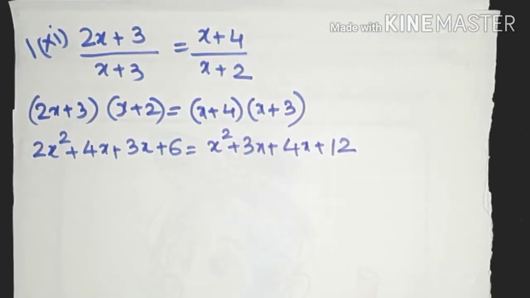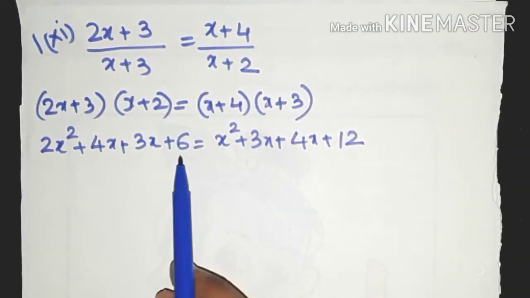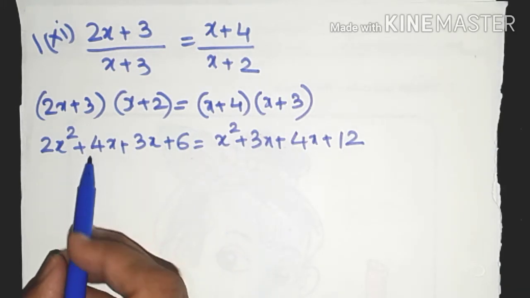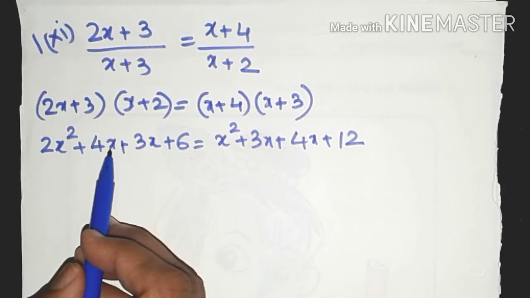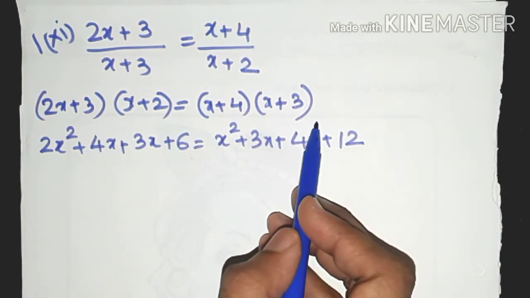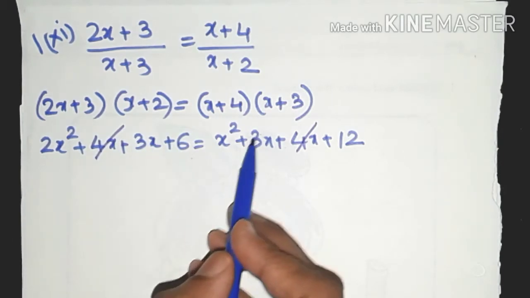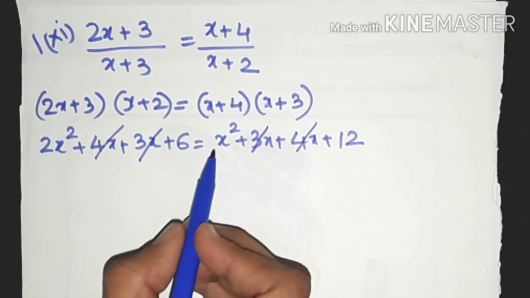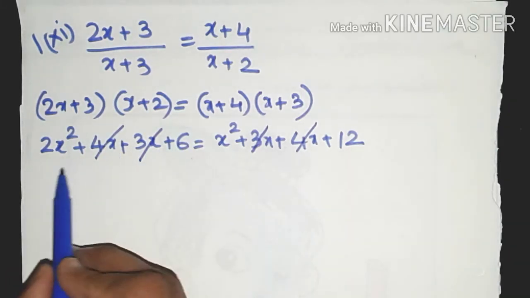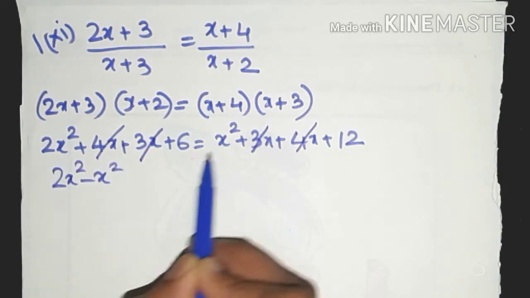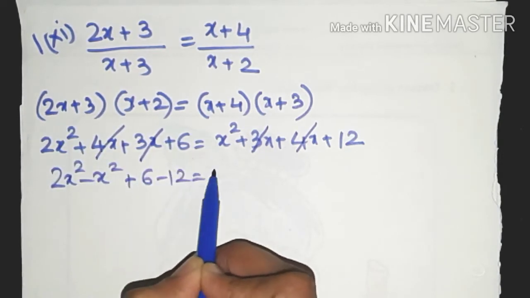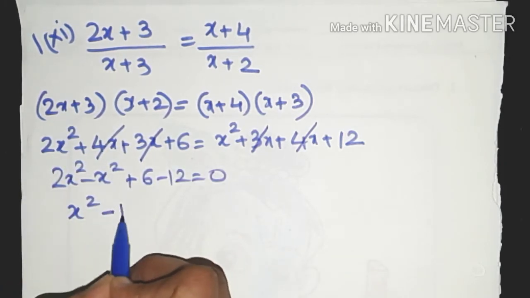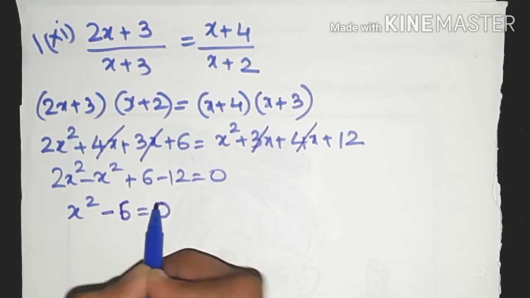Okay. So as you can see, there are going to be terms on both the sides, is it not? So let us bring all the terms to one side. Now I can see 4x here and here, so I can cancel that. There is a 3x here and here, so I can cancel that. I don't think I can cancel any other term. So let us bring everything to one side. So I'll get 2x square minus x square plus 6 minus 12 equal to 0. So x square minus 6 is equal to 0.